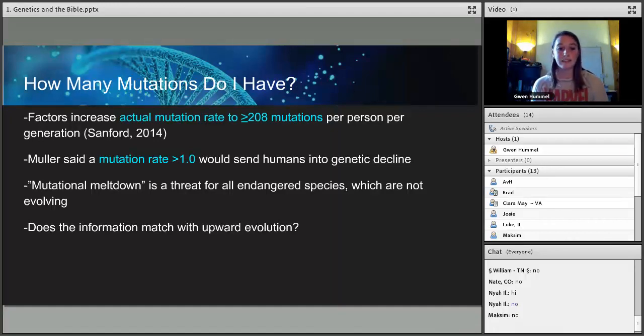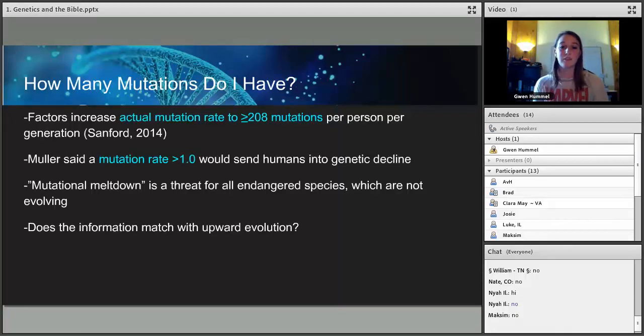So Mueller again said that a mutation rate of over 1 would send humans into genetic decline. And a mutational meltdown is a real term that we use as a threat for all endangered species. And these are not evolving, remember. So this is when they start to have the same genes, their mutations aren't good, they start to fall apart, and they're not evolving in those situations when they're having these high levels of recessive mutations and hybridization and heritability.